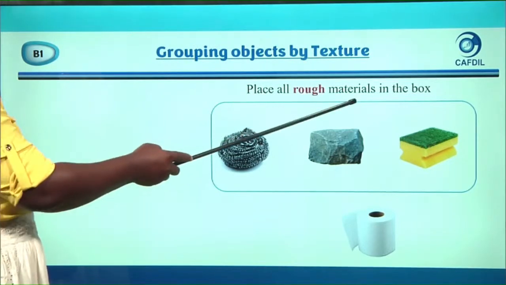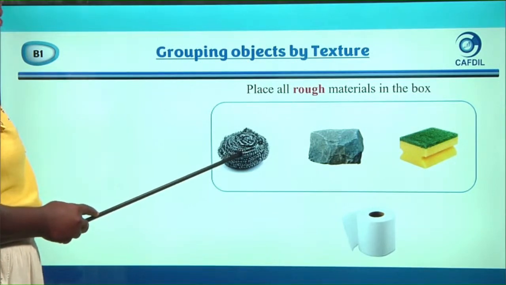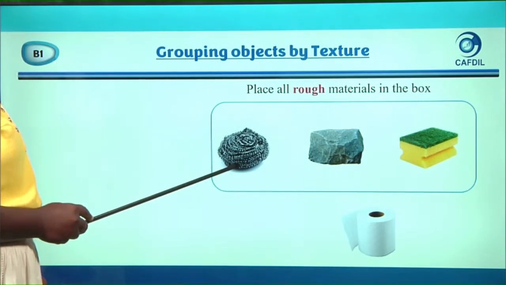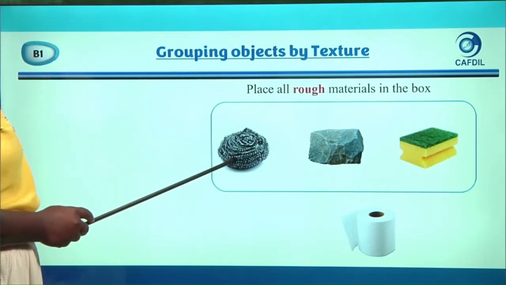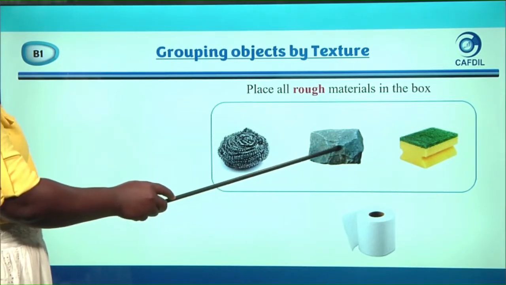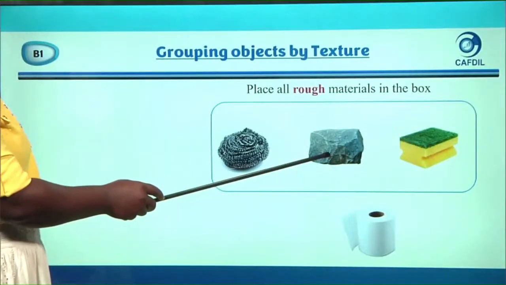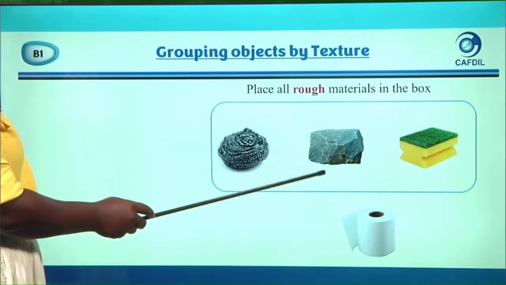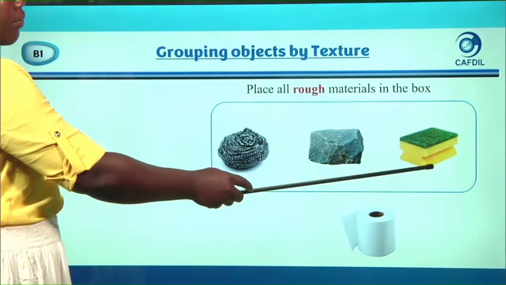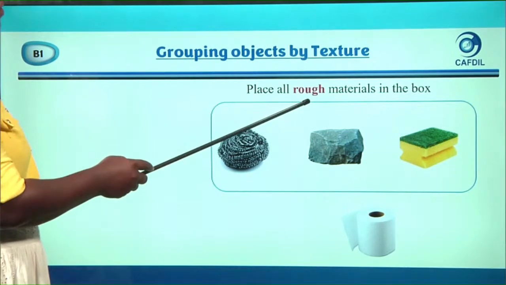So for our rough materials, we have silver sponge. Say with me, silver sponge. Stone. Say with me, stone. Duster. So all these three objects are rough.